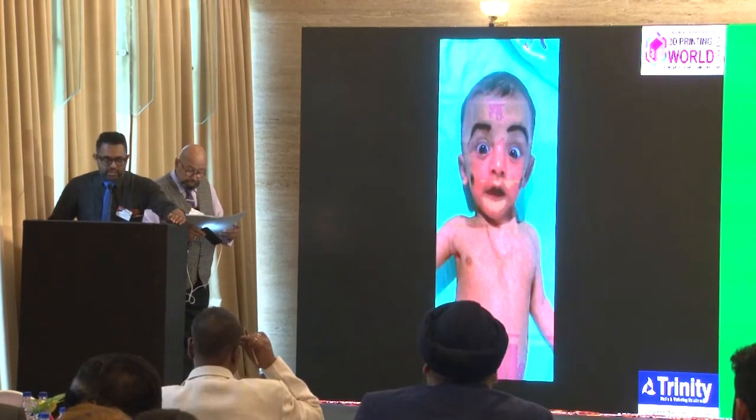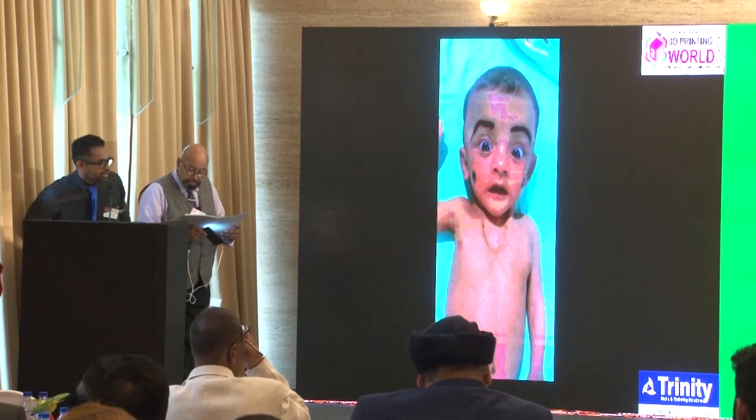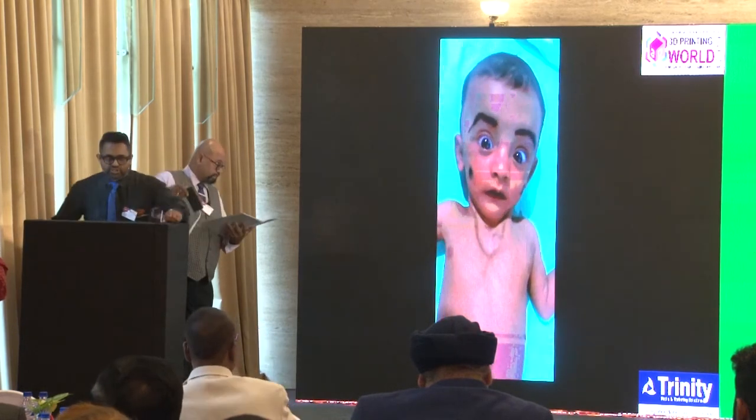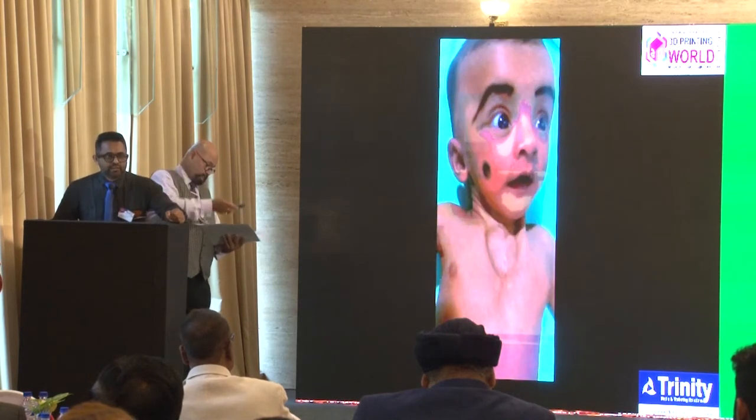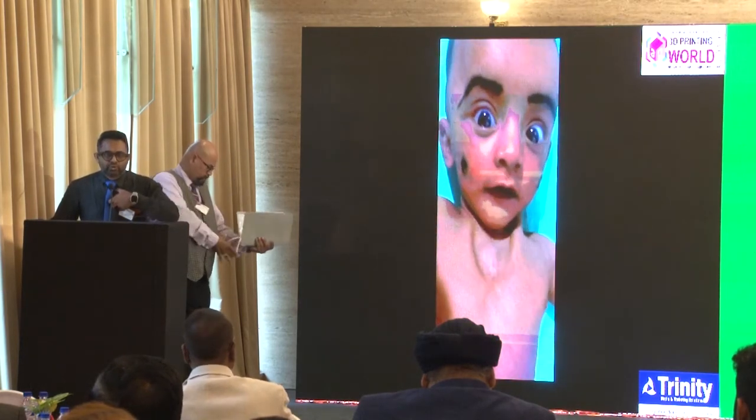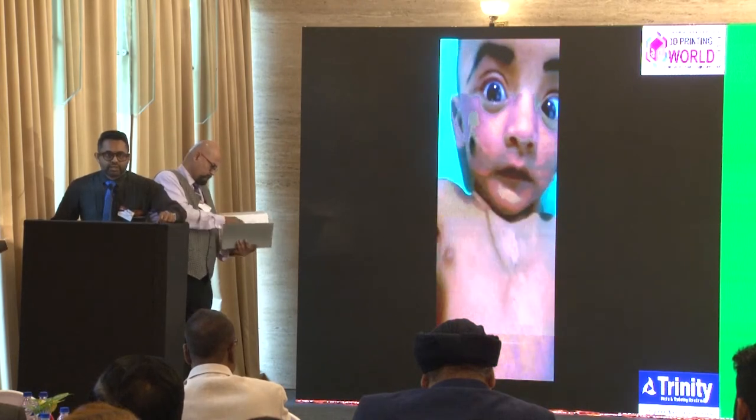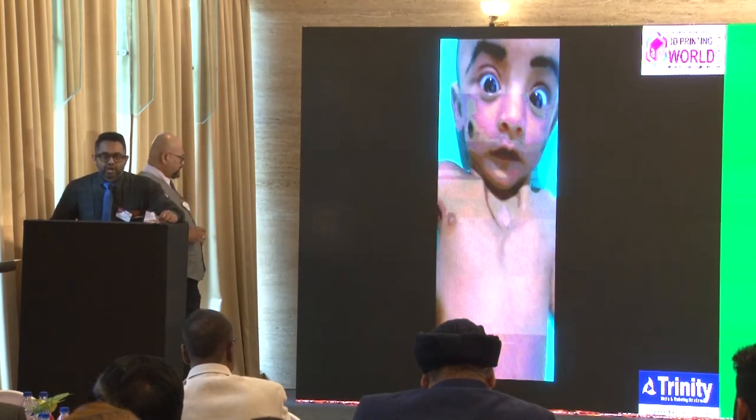Let me start the story by telling you a story about this young baby. I saw this baby when the baby was about 6 months old. If you look at the baby, you'll find something very unusual. The baby doesn't have the anterior bone called the breast bone, or the sternum, that acts as the protective covering of the heart and the lungs.